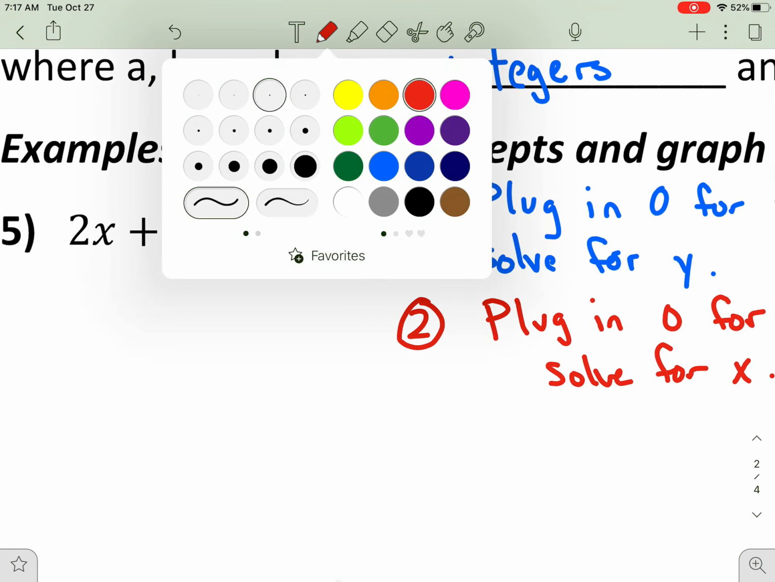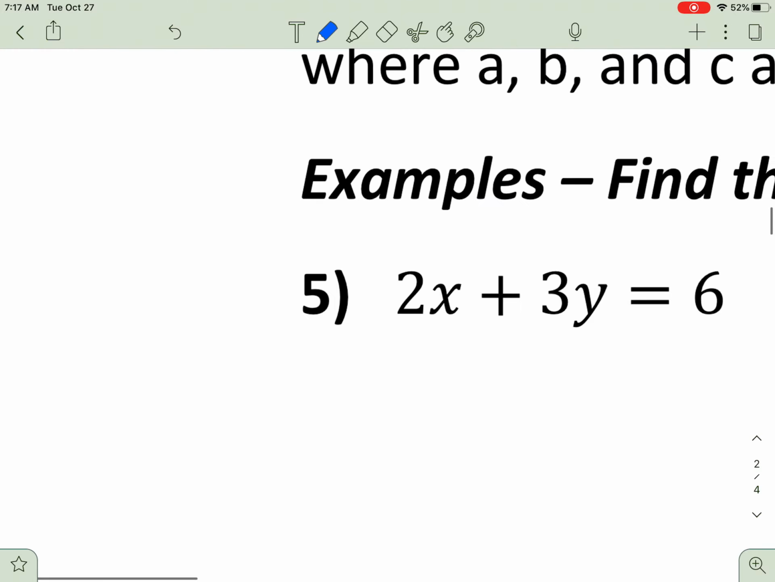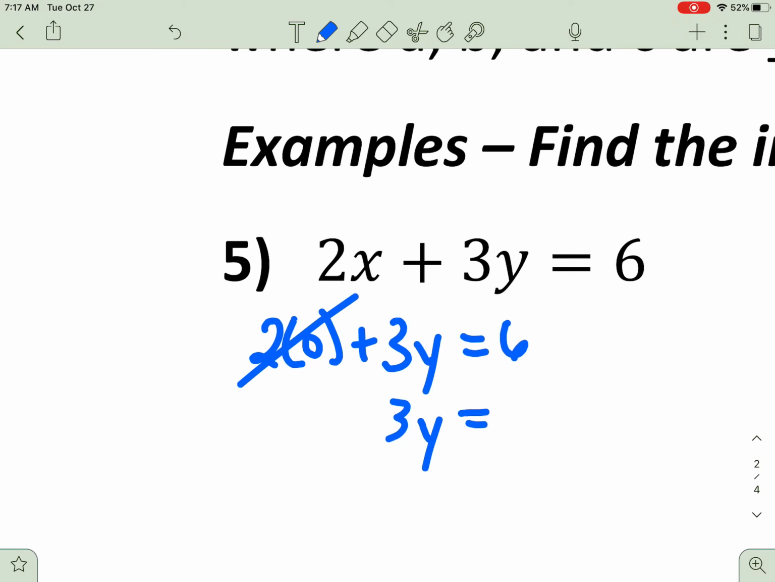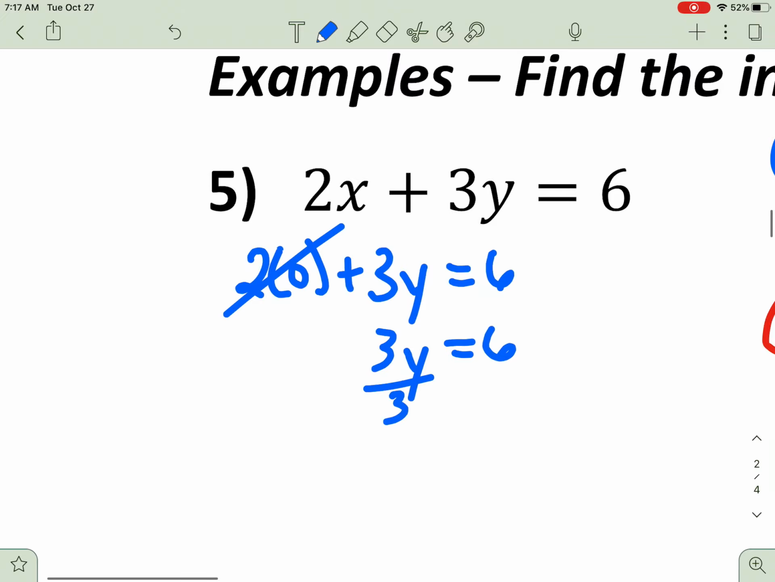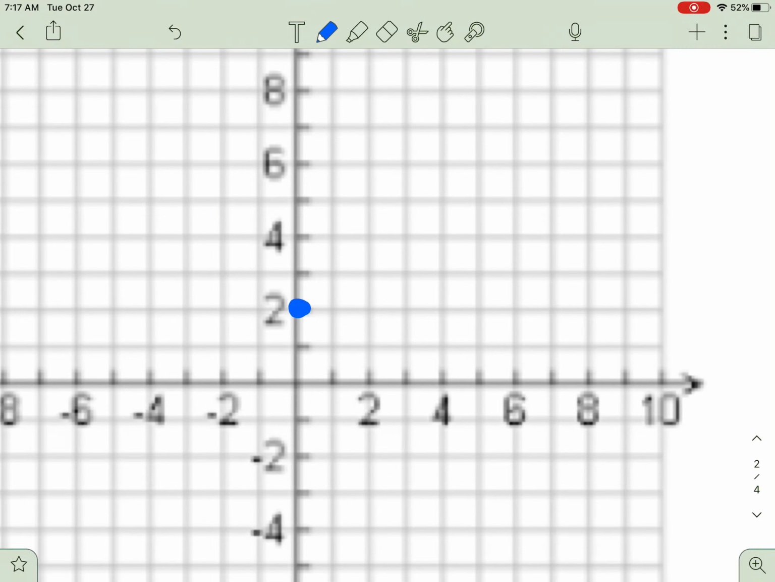So let's go ahead and do step 1. It is a little bit of work, but that's okay. So we're going to plug in 0 for x. So now it becomes 2 times 0 plus 3y equals 6. Anything times 0 is just 0, so this is just 3y equals 6. Divide by 3, divide by 3, y equals 2. Okay, so that means our y-intercept is at 2.